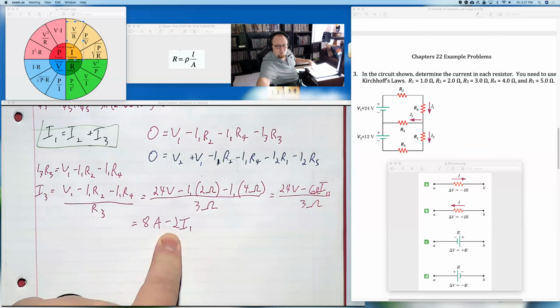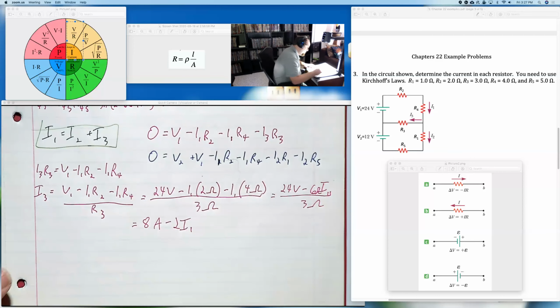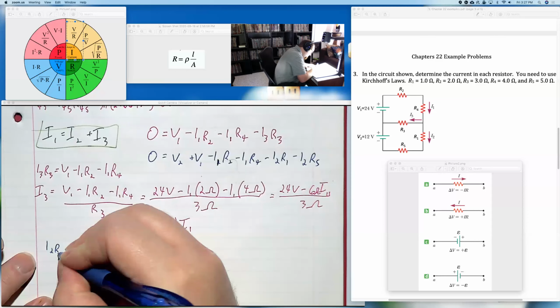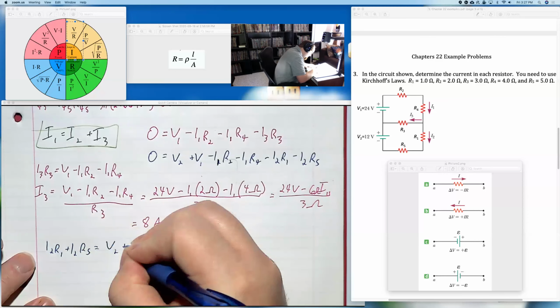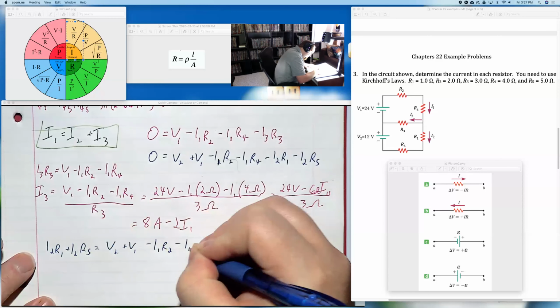Meanwhile, let's go back to my blue equation. I'm going to solve this one for I2. So I'm going to take both my I2 parts and add them to both sides. I2 R1 plus I2 R5 equals V2 plus V1 minus I1 R2 minus I1 R4.